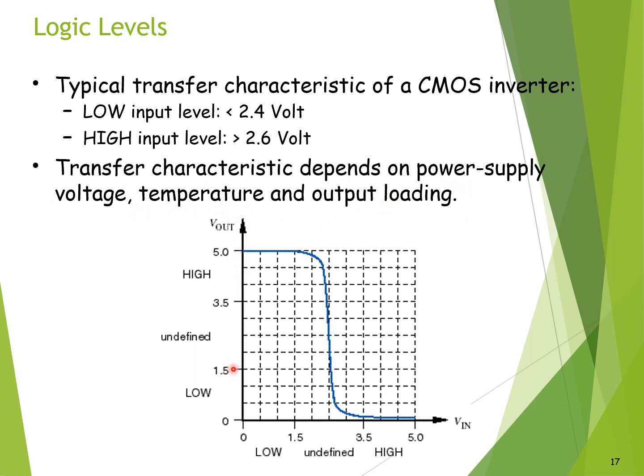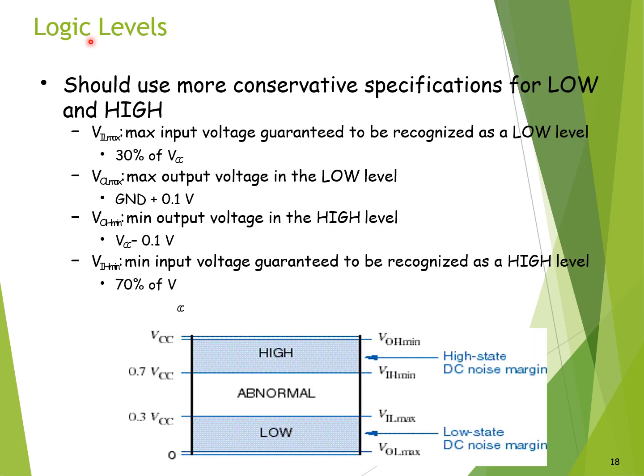Probably you can look at the graph. This is the characteristic between the input voltage and the output voltage. So at a higher value of voltage it takes a slope like this and it reaches the lowest value of input voltage. Right. So the next one is logic levels. It should use more conservative specifications for low and high.